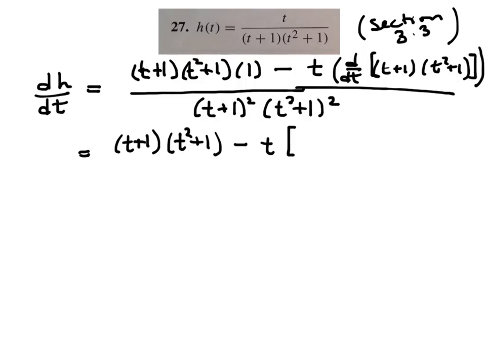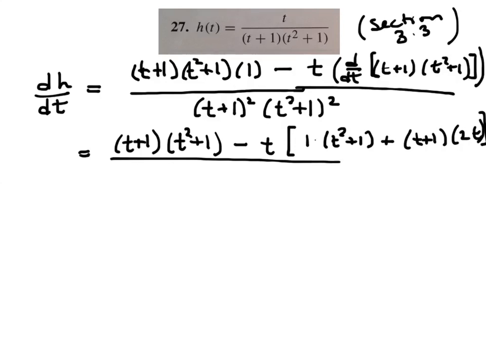And the product rule says what we do is we take the derivative of the first, so that would be 1, times leaving the second the same, so t squared plus 1, plus leaving the first the same, t plus 1, and then taking the derivative of the second. So the derivative of t squared plus 1 is 2t. Okay. And this is all over that same denominator as before.